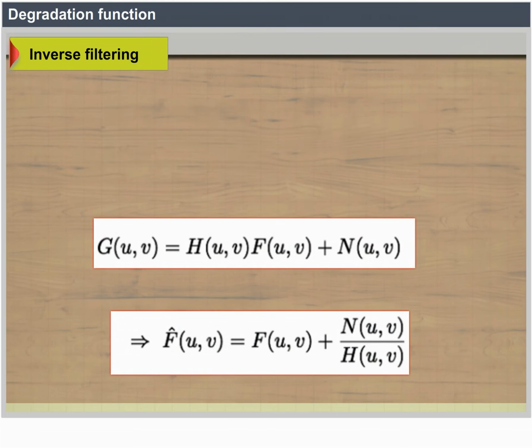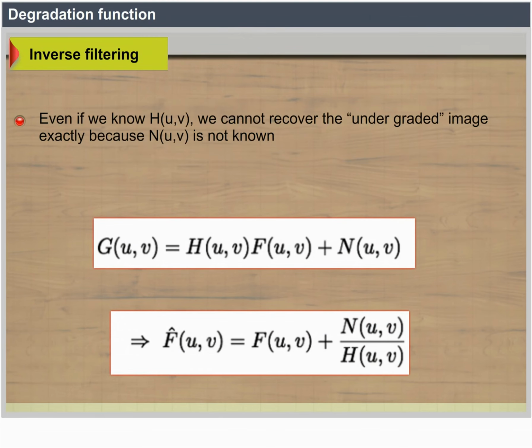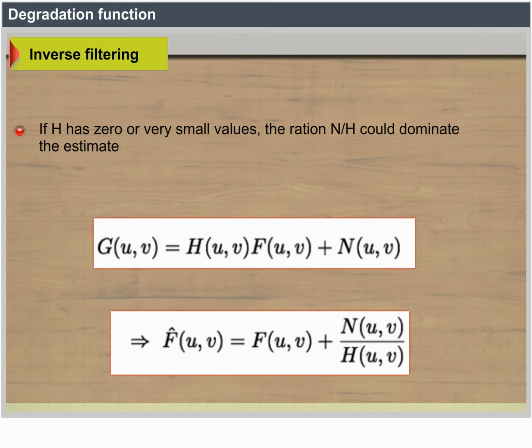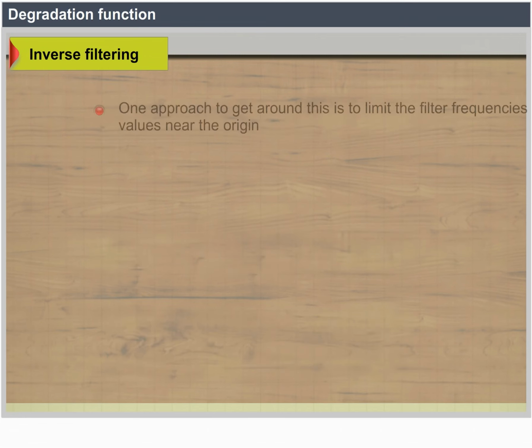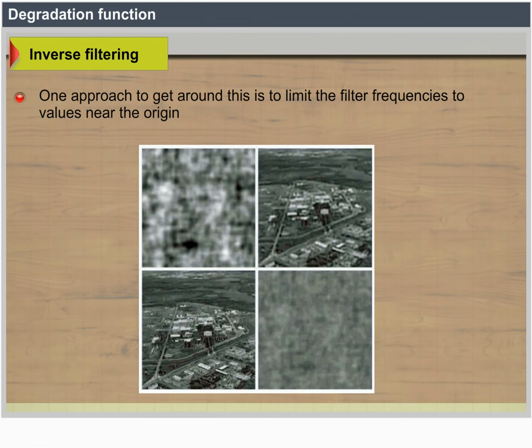Even if we know H of u, v, we cannot recover the undegraded image exactly because N of u, v is not known. If H has 0 or very small values, the ratio N by H could dominate the estimate. One approach to get around this is to limit the filter frequencies to values near the origin. Figure A is the result of using the full filter, B the result with cutoff outside radius 40, C outside radius 70, and D outside radius 75.